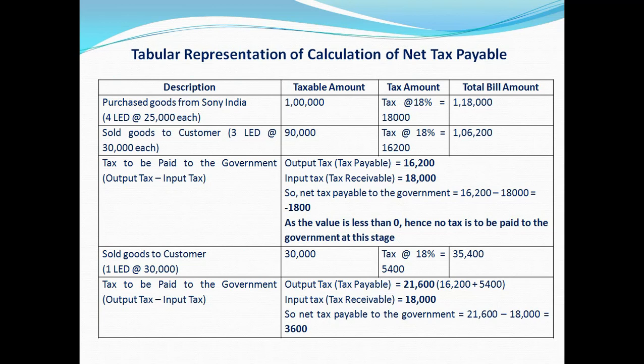Next, the company sells another LED TV at the rate of 30,000, on which it charges tax at the rate of 18%, that is 5,400 rupees. Now, at this stage, output tax is 16,200 plus 5,400, which is 21,600, and input tax is 18,000. So net tax payable to the government now is 21,600 minus 18,000, which equals 3,600 rupees.